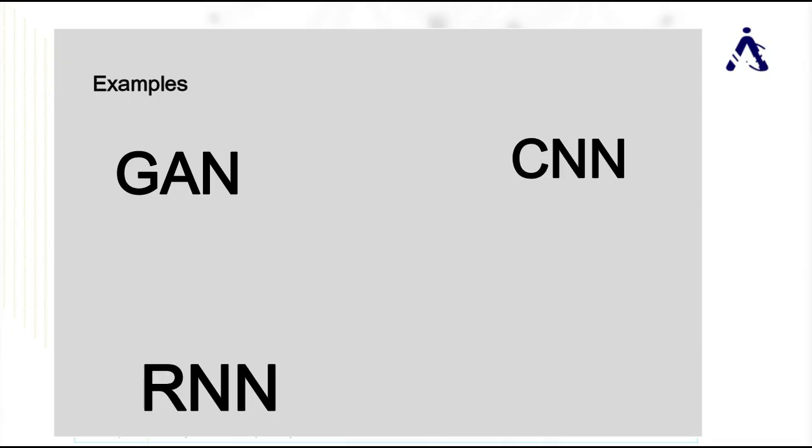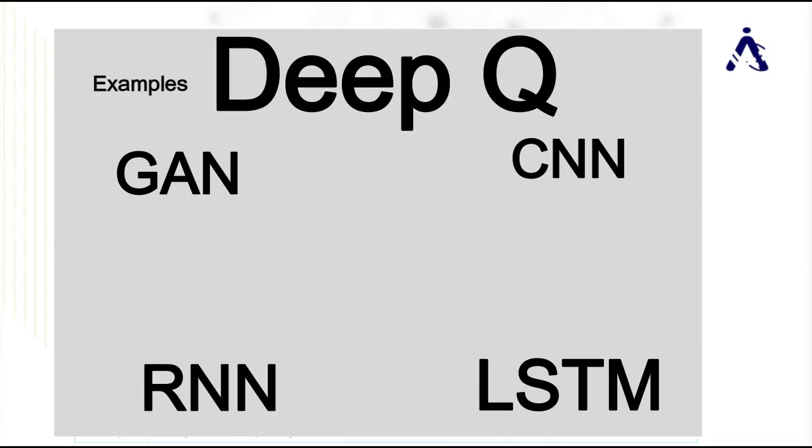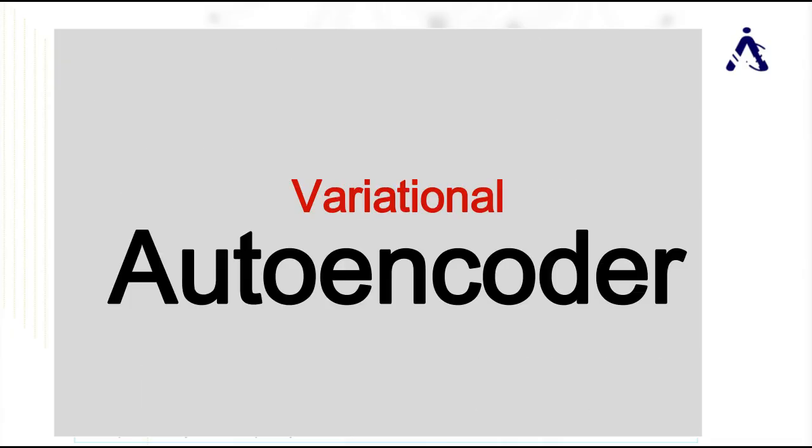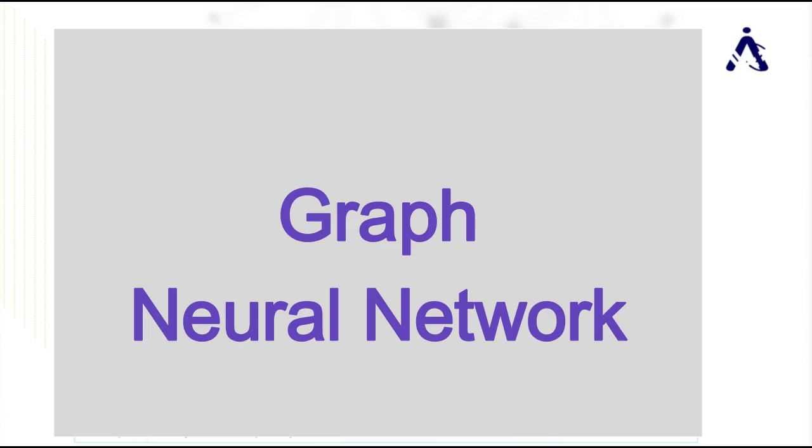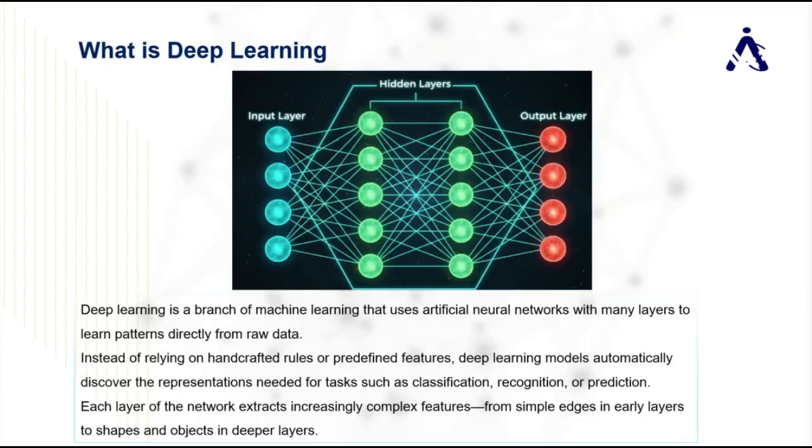Examples of these deep learning models are GAN, CNN, RNN, LSTM, Deep Q, autoencoder, variational autoencoder, and even graph neural network. Let's look at some of the most important deep learning models. First, we start with CNN. Illustratively, every point in an image is a data point. Looking at this red point we have here, it indicates that at this particular point, the matrix or the number representing that particular image is what we represent here.